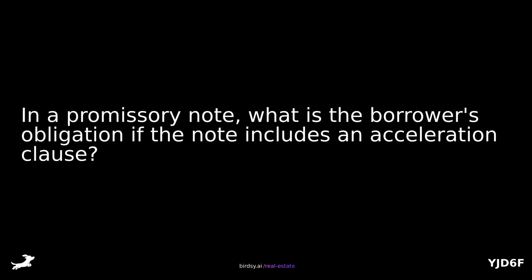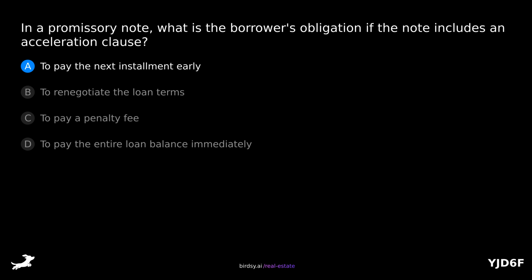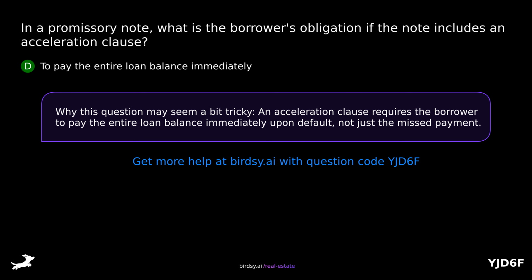In a promissory note, what is the borrower's obligation if the note includes an acceleration clause? Is it A, to pay the next installment early, B, to renegotiate the loan terms, C, to pay a penalty fee, or D, to pay the entire loan balance immediately? The answer is D, to pay the entire loan balance immediately. Why this question may seem a bit tricky: an acceleration clause requires the borrower to pay the entire loan balance immediately upon default, not just the missed payment.